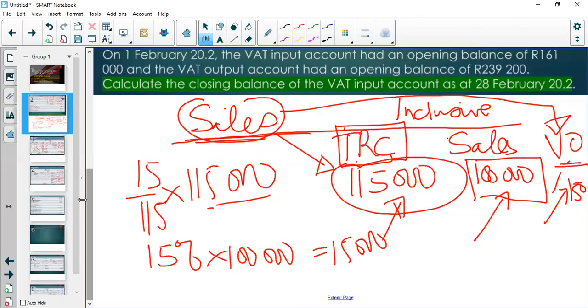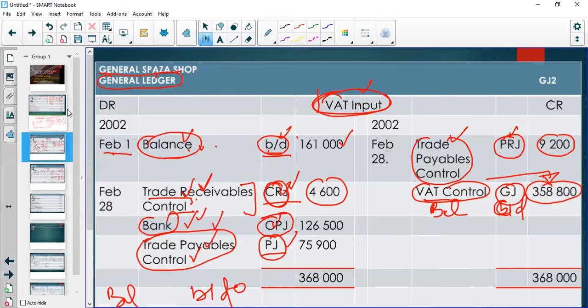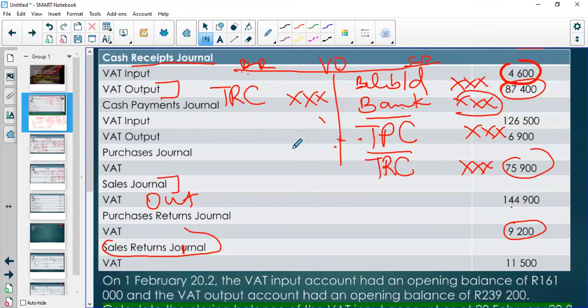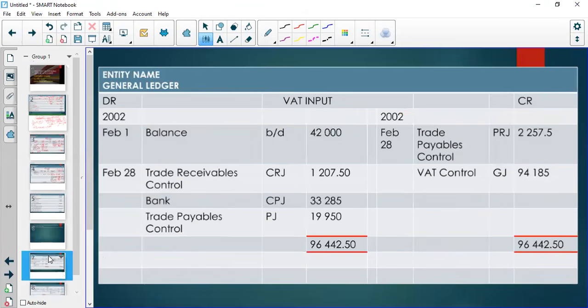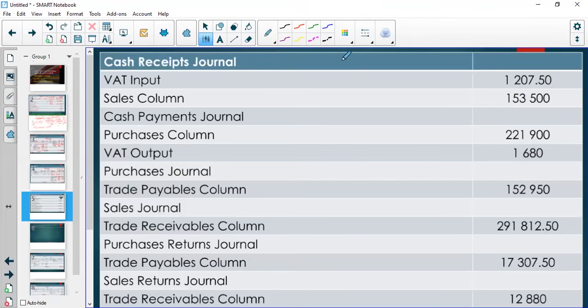All right, so in this particular case, they were very soft, because they actually gave us the actual VAT amount. So a different scenario is this one, which I was talking about just now, where they will give you not the VAT, but related amounts. So under the cash receipts journal, right, they gave us the VAT input column.